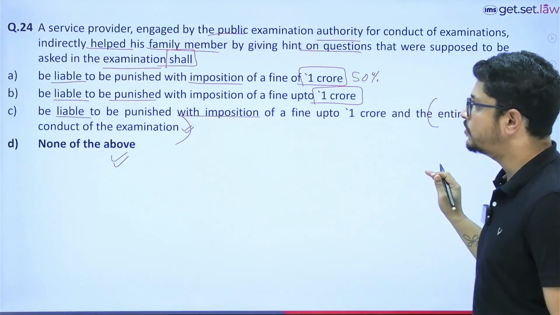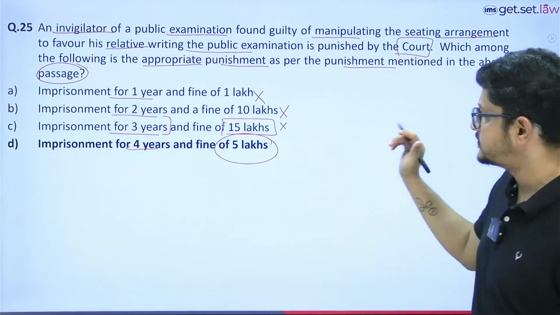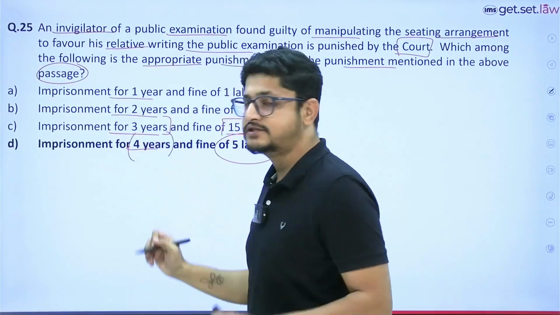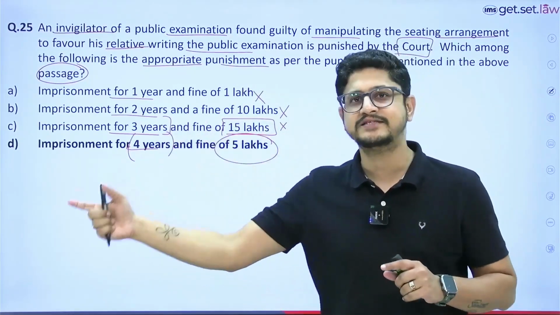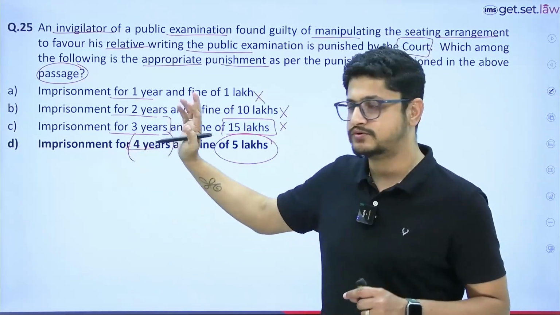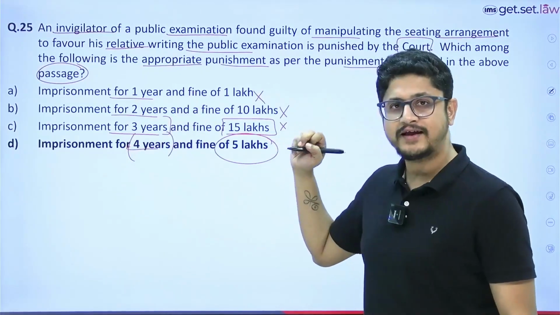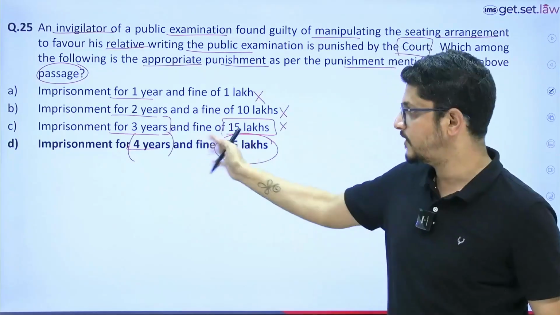So if we go to the question, it says 4 years, which is not absolutely correct, but it says maximum 5 years. So 4 years of imprisonment is possible, and a fine of 5 lakh is possible because the upper cap is 10 lakh. So that's why option D.